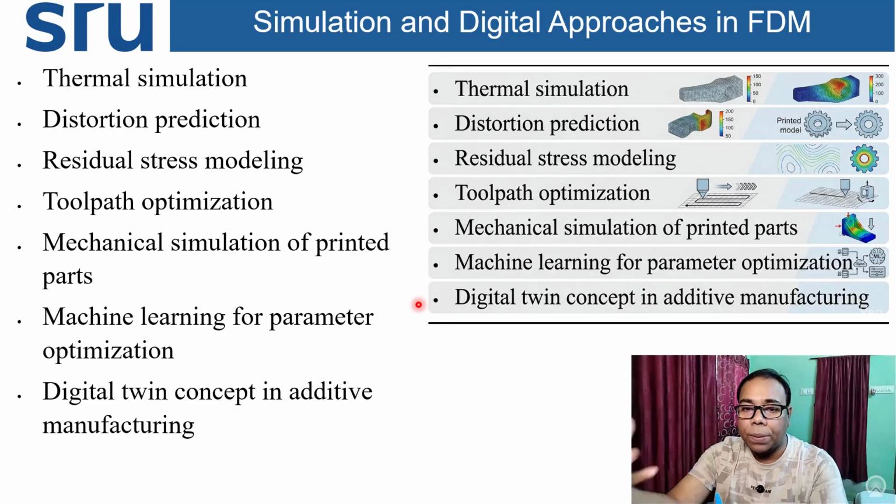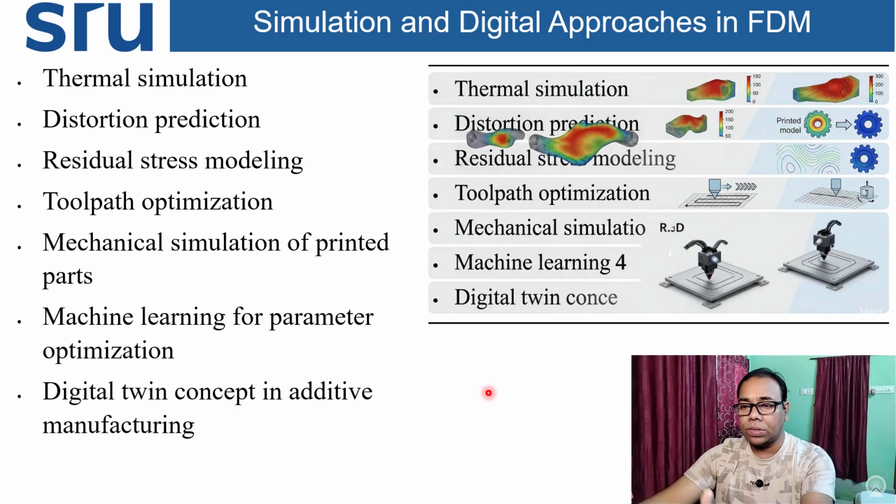Similarly, for distortion of the part, one can perform static and dynamic load application. There are various software in which one can perform the static and dynamic load application. Similarly, tool path optimization, residual stress modeling, mechanical simulation on the printed part, machine learning for parameter optimization, digital twin concept in additive manufacturing. So these are the various approaches that should be there for modeling and simulation. One can see how this will affect.